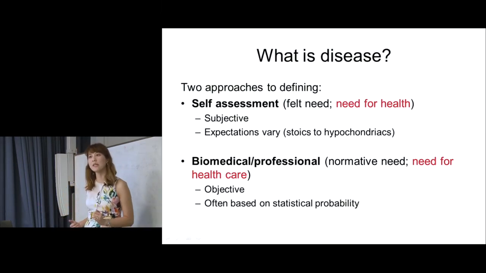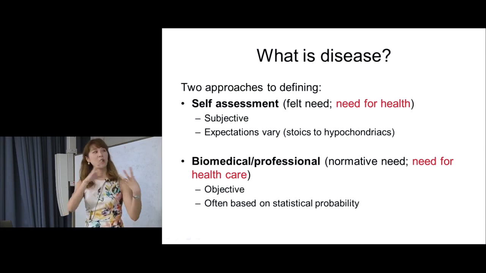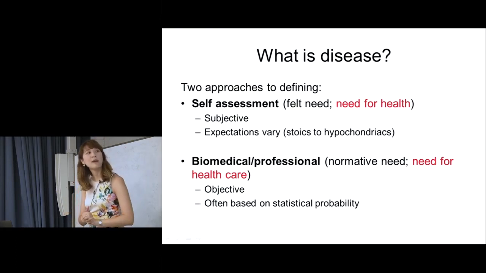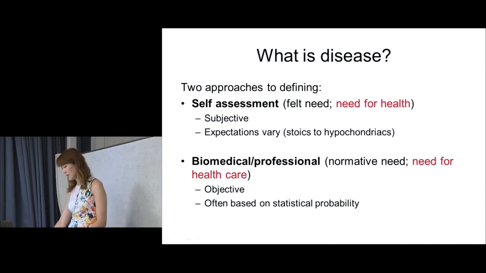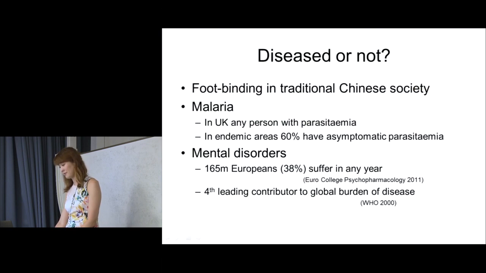You've got pain in your right iliac fossa, umbilical pain, and you're nauseous and vomiting. Oh, you've not got an appetite. Very tender. Maybe you have appendicitis. That kind of diagnosis is biomedical, normative, objective, and decided, crucially, by a healthcare professional. So what is disease and what is not?